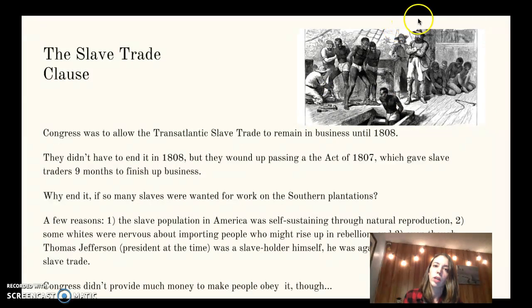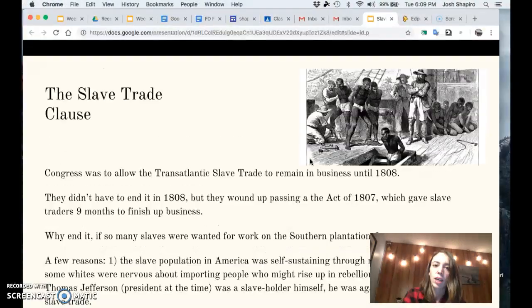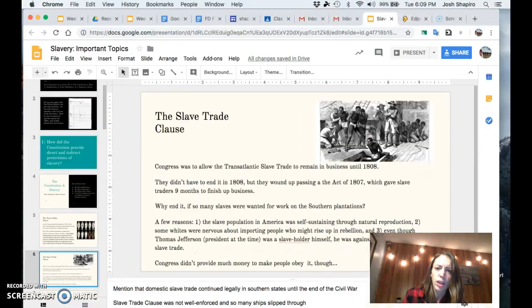Now, the Slave Trade Clause is another part in the Constitution that you guys should be aware of. So Congress was to allow the slave trade to remain in business until 1808. They didn't have to end it in 1808. They wound up passing an act in 1807, which gave slave traders 9 months to finish up their business. There are a couple of reasons why they decided to end it that you should be aware of.